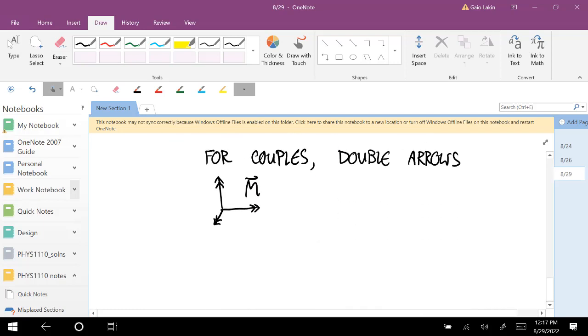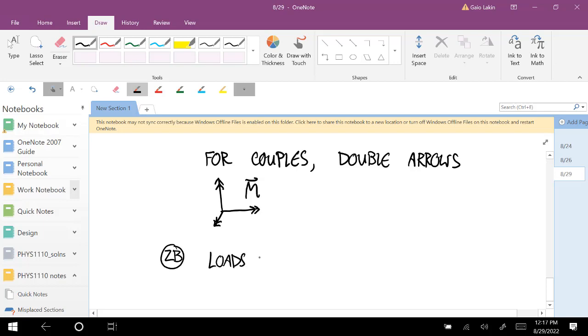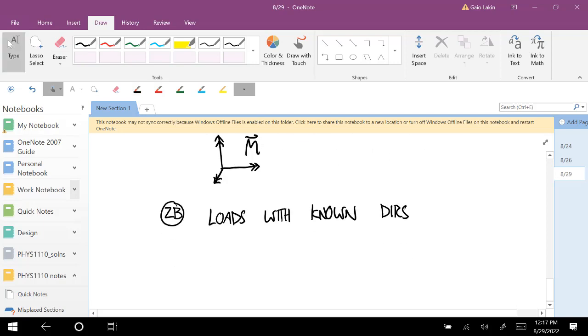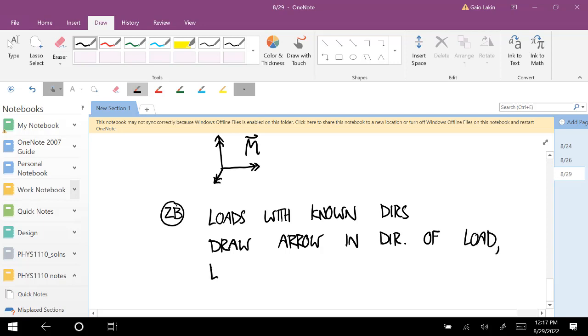If you do know the direction of the load, so if you have loads with known directions, draw an arrow in the direction of the load, and label it with a scalar or a scalar variable.